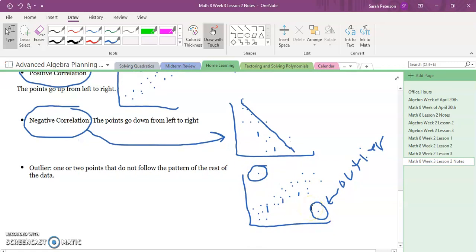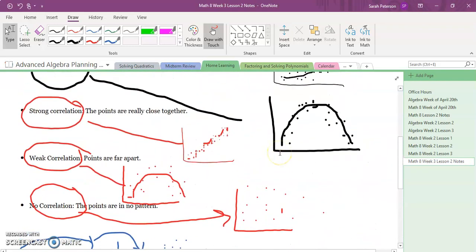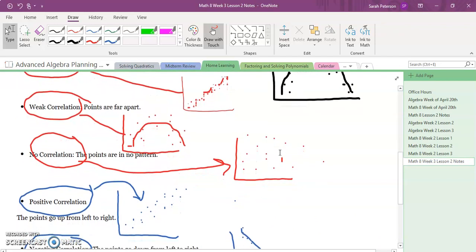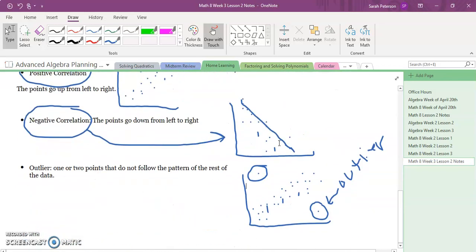So that's really the vocab. In the practice, you're going to be looking at scatter plots and you're going to tell me about them. You're going to tell me if it's positive or negative, if it has a strong correlation or a weak correlation, or if there's a relationship at all, or if there are outliers. You're just going to have to answer practice questions based on that.